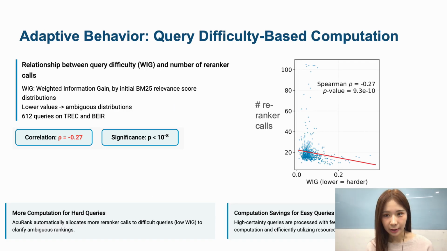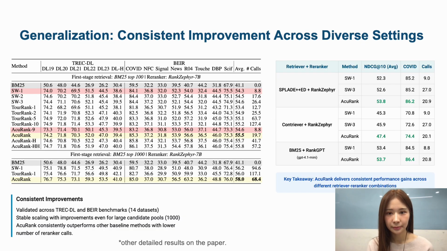To verify adaptivity, we correlate calls with query difficulty measured by weighted information gain. We find a negative Spearman correlation with a very low p-value. This concludes that AcuRank automatically spends more compute on harder, ambiguous queries and saves compute on easy ones.